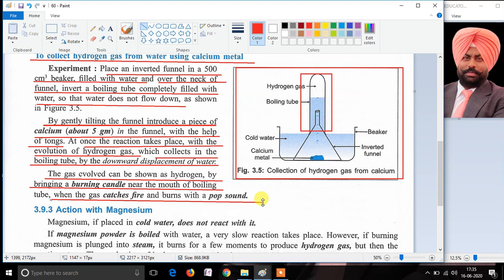So in this video we have discussed the reaction of calcium with the cold water and an experiment in which we have seen how hydrogen gas is collected by the reaction of calcium with cold water. That's all in this video.